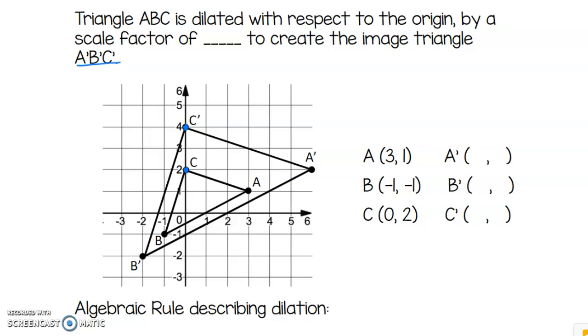Look, this is at y is 2 and now it's at y is 4. 2 times 2 gets me to 4, so this is a scale factor of 2. I could do the same thing with A, and I can use either coordinate. If I did the x's, A is at 3, A prime is at 6. 3 times 2 gets me to 6. That's how I know my scale factor of 2.